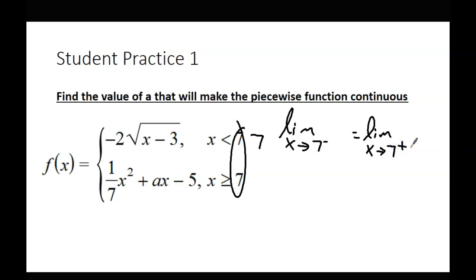Now, for the left, Christian, what if I'm approaching 7 from the left, what piece do I use? Good. So that's this, right? And then for the other one, we use the other function, right? So it's going to be 1 over 7 x squared plus ax minus 5. Samantha, what do we do now? Direct substitution. So if I do that, we have the following.